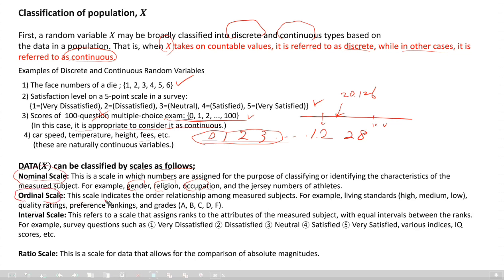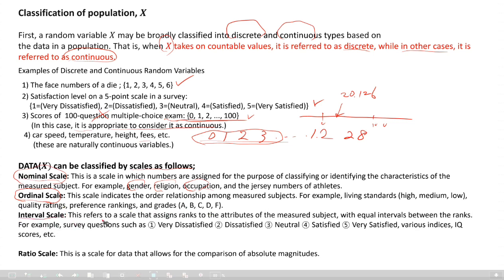Ordinal scale. This scale indicates the order of a relationship among measured subjects. For example, living standard: high, medium, low. Quality ratings, preference rankings, or grades, A, B, C, D, F. That kind of thing we call ordinal scale.